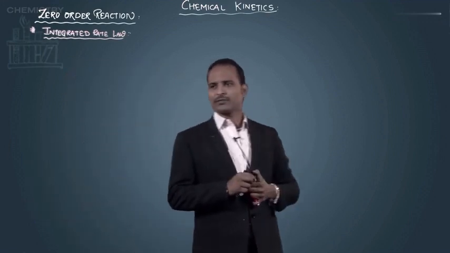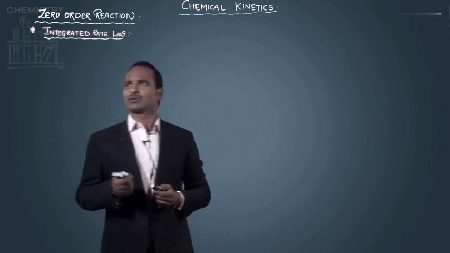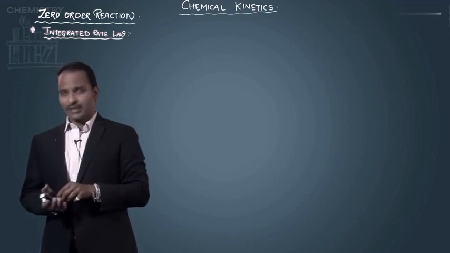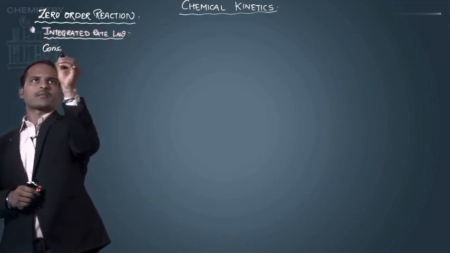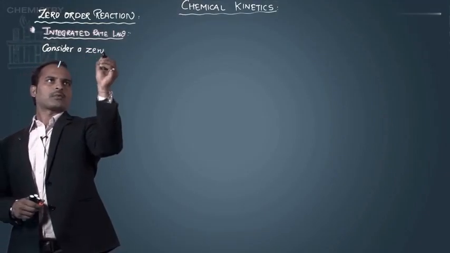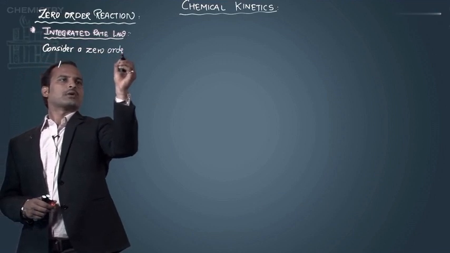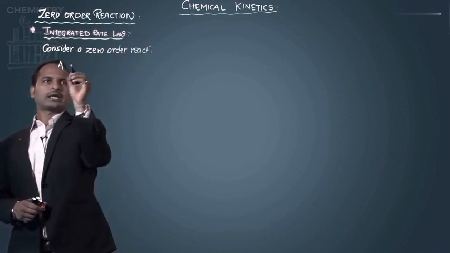Now, for a zero order reaction, let us derive a formula for calculating the rate constant for a given reaction. Suppose I am considering a reaction. So consider a zero order reaction: A gives product.